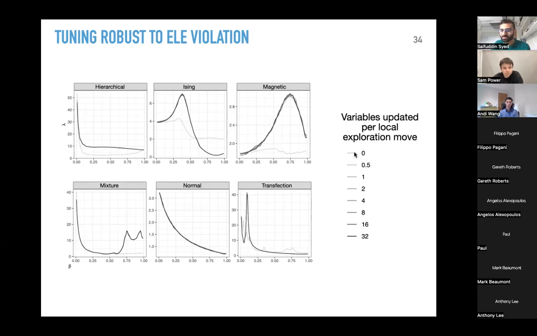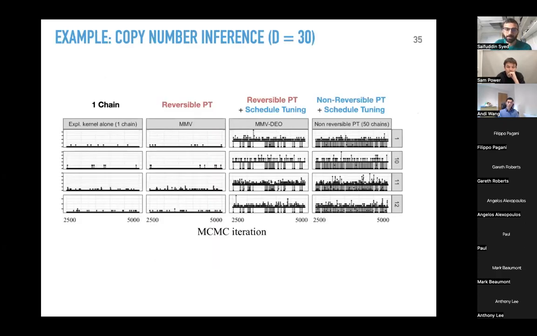So what this also says is that even though our analysis assumed the ELE assumption, in practice it's extremely robust to violations of it. And the optimal tuning schedules can still be derived, even for a general class of problems. To benchmark how this compares to state-of-the-art methods, there are actually 30 trace plots. I just took 4 of them.